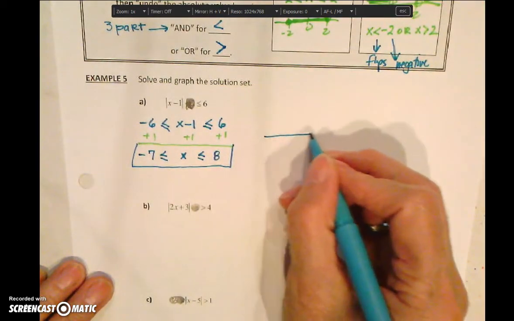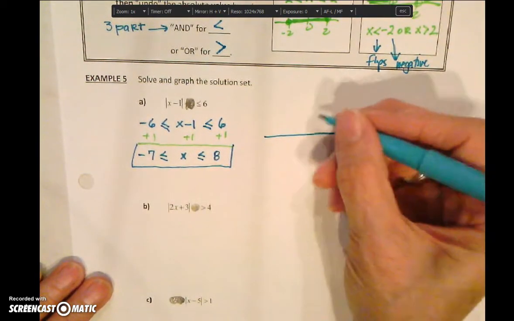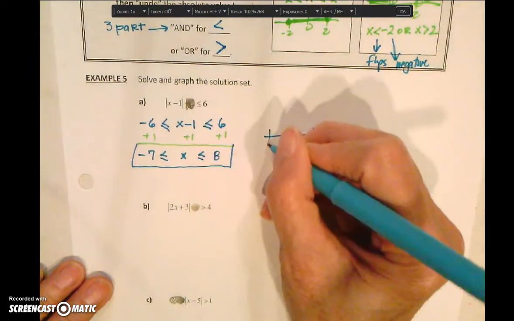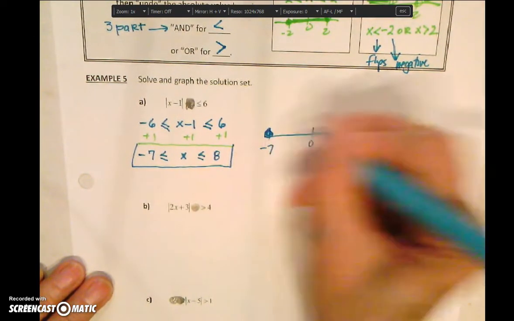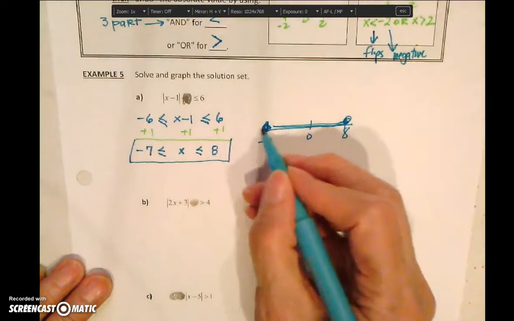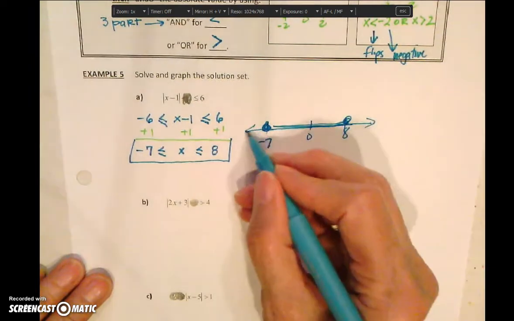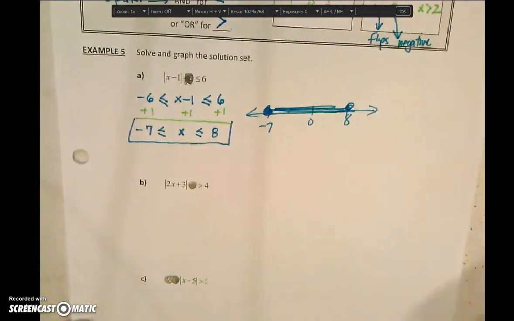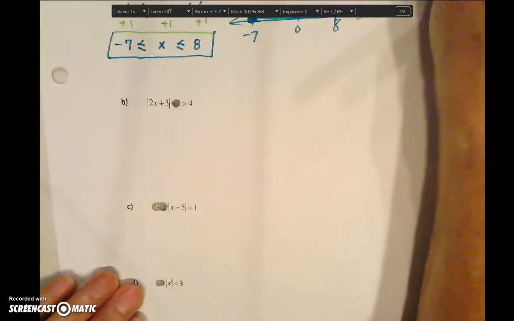It says graph it. So if I were to actually graph that, well, there's 0. I'll put an 8 here, a negative 7 here, colored in the dots, and then everything in between. So it's going to look like that in the middle. Can you tell what that is? All right, so then let's do the next one, B.